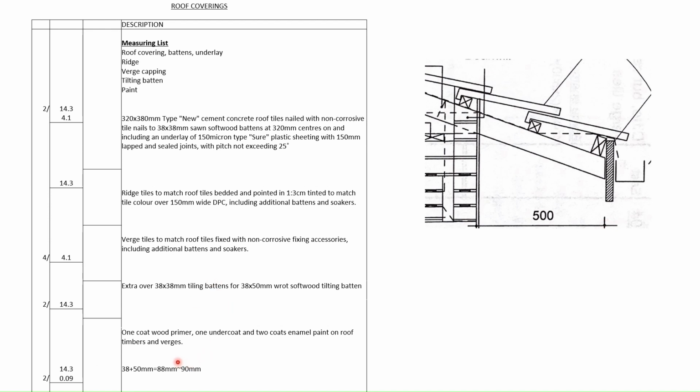Now the description would read, one coat wood primer, one undercoat and two coats enamel paint on roof timbers and verges. And we said it's a 38 by 50 millimeter batten. So we'd say 38, which covers that part over there, plus 50 millimeters, which gives us 88 millimeters, but we can round that off to 90 millimeters. So take the eaves length, which is 14.3 meters, and that would be our first dimension, and the second dimension would be the 0.09. And then we multiply that by 2 because we have a tilting batten on either side of our building.